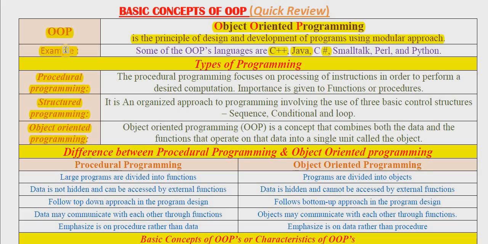Next, the last method is object oriented programming. In object oriented programming, importance is given to objects. Programs are divided into some units or modules or objects like this.